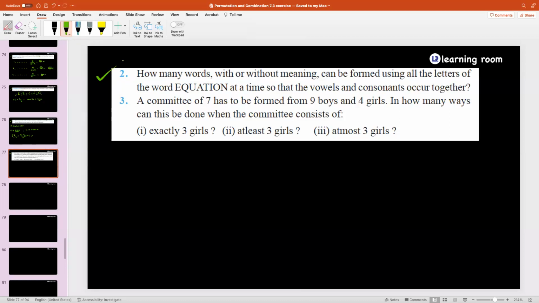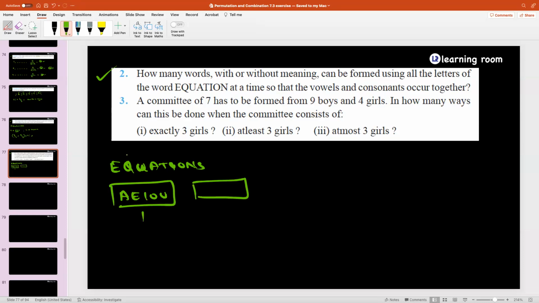How many words with or without meaning can be formed using all the letters of the word equation at a time so that the vowels and consonants are together? When you take the word equation, what are the vowels you have? A, E, I, O, U. This should be treated as 1. What are the consonants that you have? They are Q, T, N.